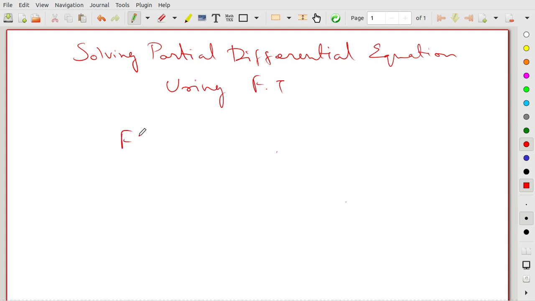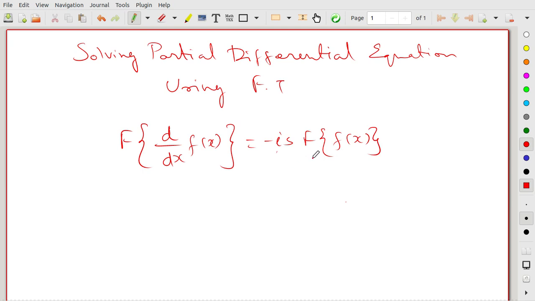We know that the Fourier transform of d by dx of f of x is equal to minus is times the Fourier transform of f of x. So this we have already discussed. We can also extend this formula for nth order differentiation.